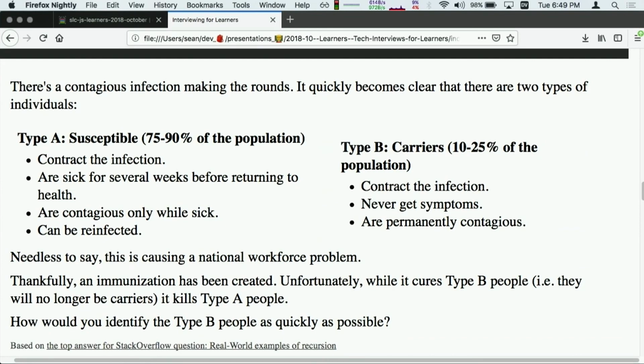Let's say we have a type A person, do we have any information on what percentage of the time they're going to be infected if they're exposed to the disease? A couple of weeks, I think. Yes, several weeks. But let's just say that if they're exposed, are they always infected? Good question. Since that isn't given, you can choose how you want to tackle it. I'm not going to give you more precision at this point.